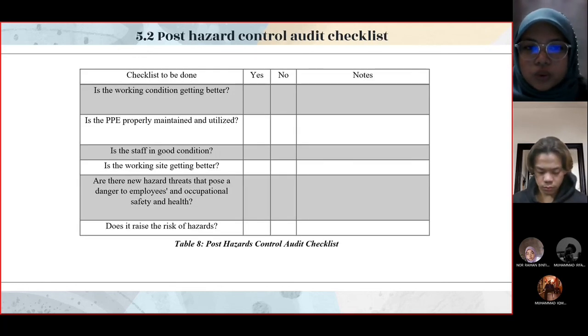5.2, Post Hazard Control Audit Checklist. Checklist to be done. Is the working condition getting better? Is the PPE properly maintained and utilized? Is the staff in good condition? Is the working site getting better? Are there new hazard threats that pose a danger to employees and occupational safety and health? Does it raise the risk of hazard?